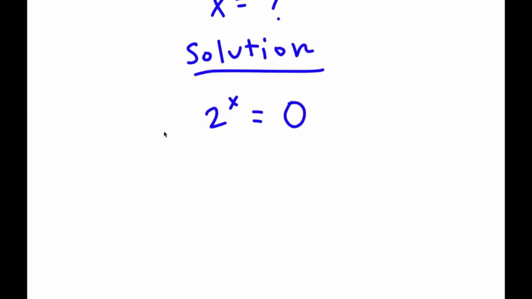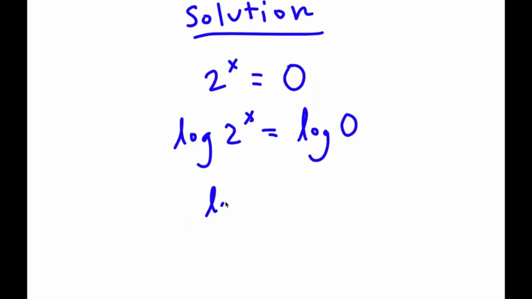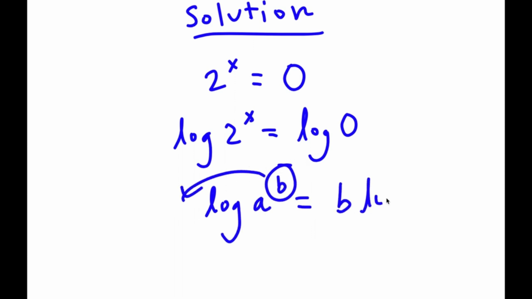Now, what I'm going to do is I'm going to take the log on both sides. So now I have log 2 to the power of x is equal to log 0. Now, if I have something in the form log a to the power of b, then I can actually move this exponent b to the front. So this would equal b times log a.